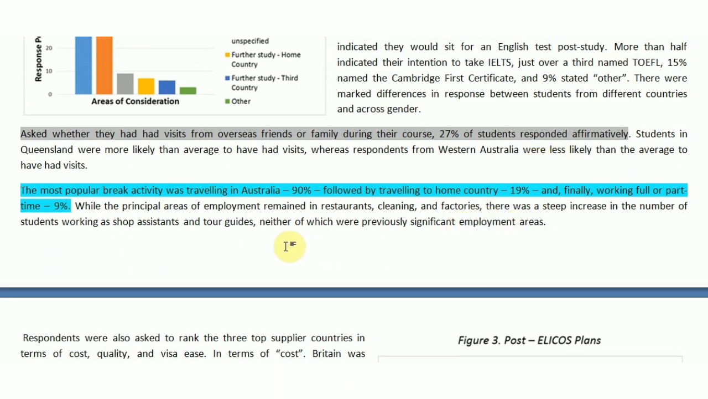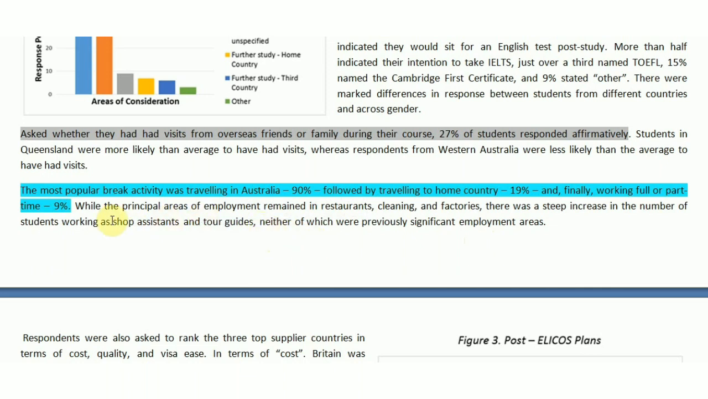Let's see what they're talking about. While the principal areas of employment remained in restaurants, cleaning, and factories, there was a steep increase in the number of students working as shop assistants and tour guides. So, shop assistants and tour guides, their number increased.